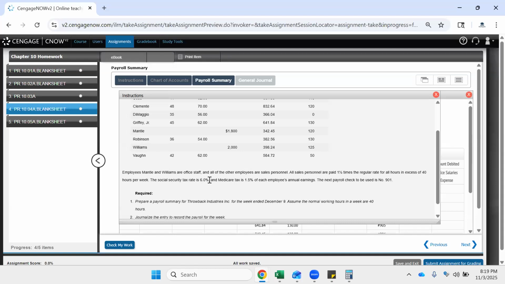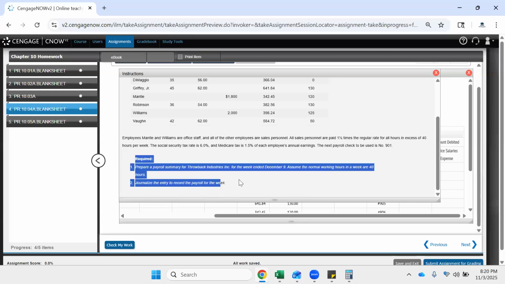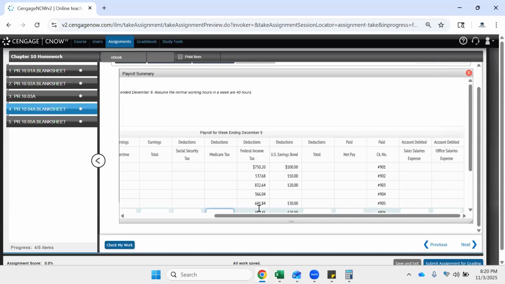The Social Security rate is 6% and Medicare is 1.5% of each employee's annual earnings for the purposes of this problem, just to make sure that we have round numbers. In reality, Social Security tax is 6.2% and Medicare tax is 1.45%. But for this problem, we are going to use the rates given to us in the directions, and it gives us more round numbers when we're doing our calculations. We're going to prepare the summary worksheet and then record the journal entry for payroll this week.